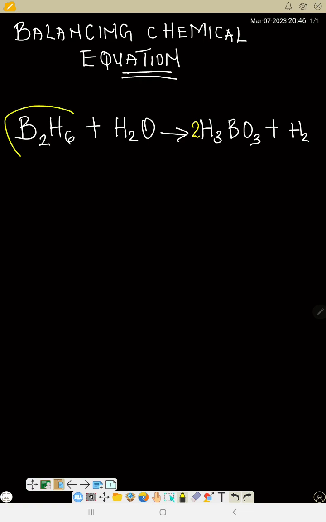Start with the highest atom. So now boron is 2 here. I'll just put 2 here to balance boron. Now if you look at all the elements, it's remaining only hydrogen and oxygen.